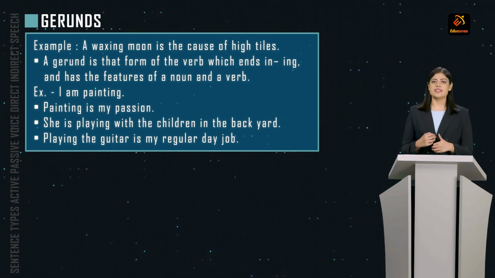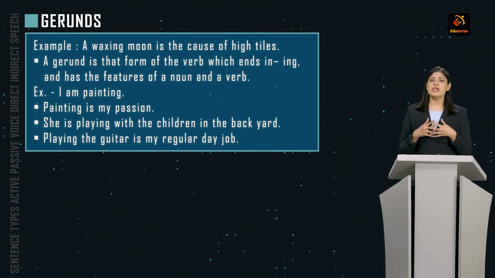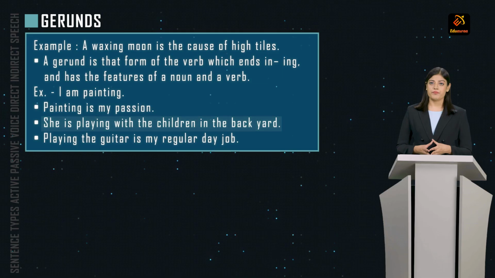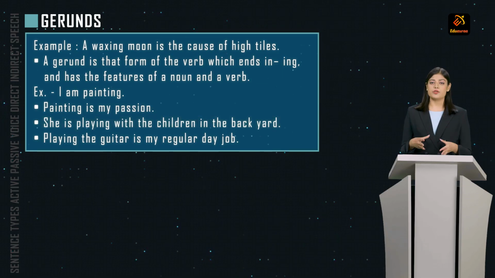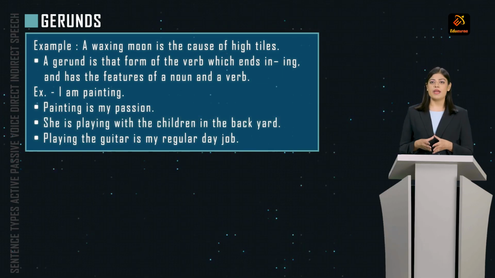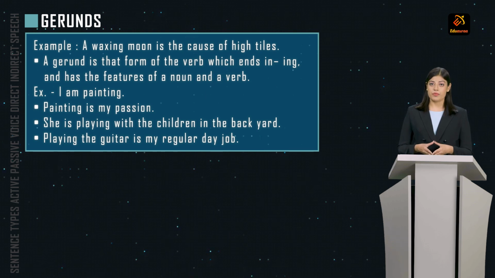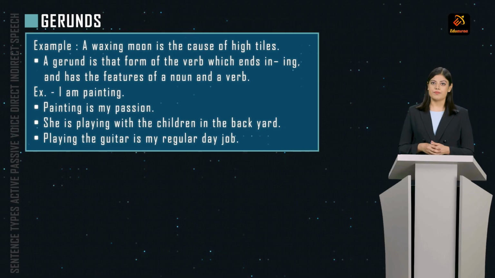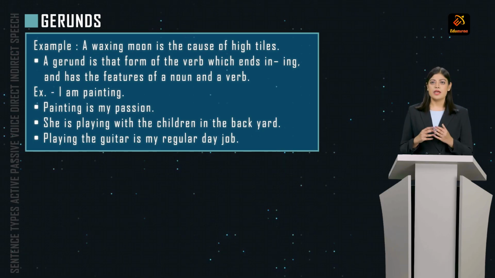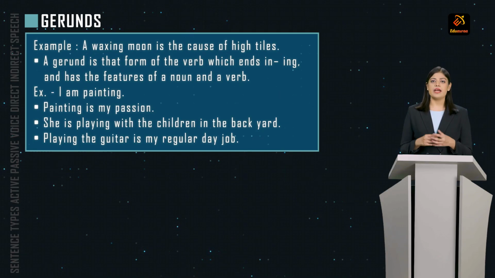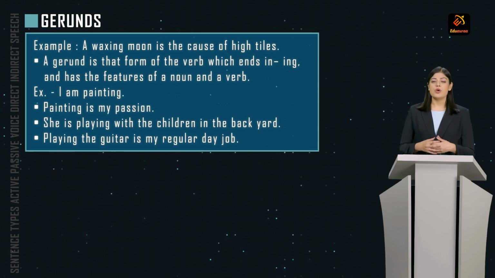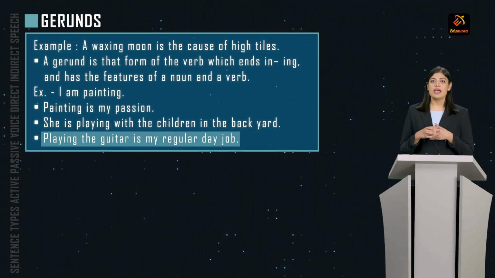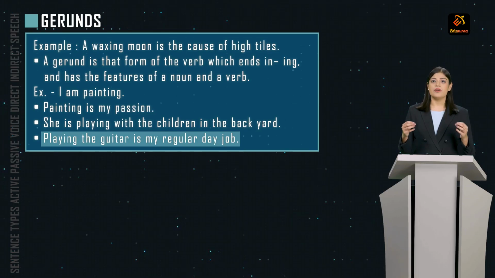Let's try another example. She is playing with the children in the backyard. The word she is the subject. What action is she performing? Playing. That's my main verb. Who is she playing with? The children. The children are the object. Simple sentence. But I can change the word playing and turn it into a noun. What if I say, playing the guitar is my regular day job.